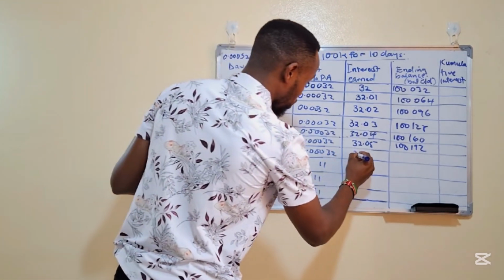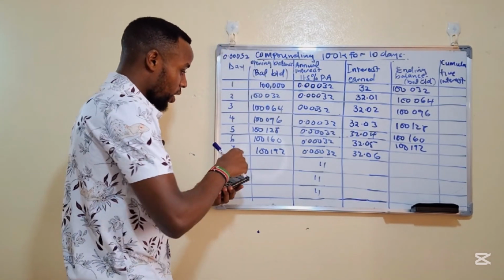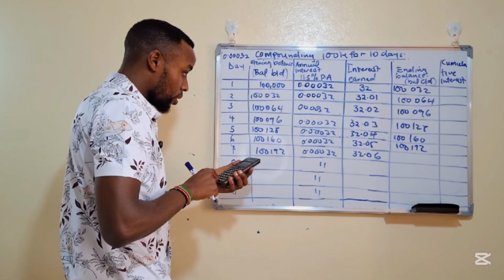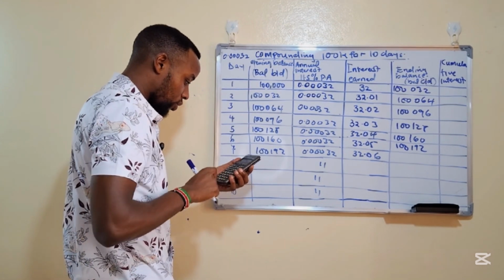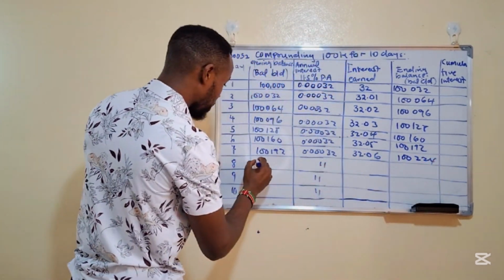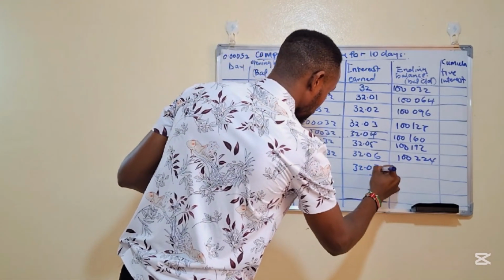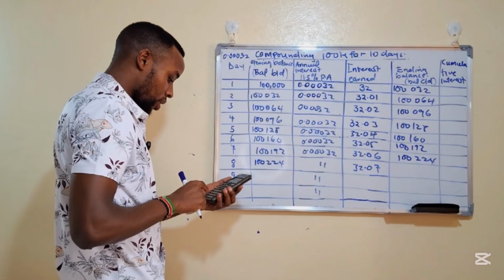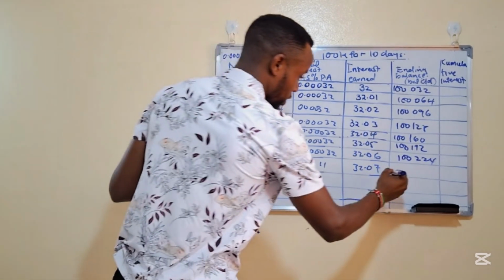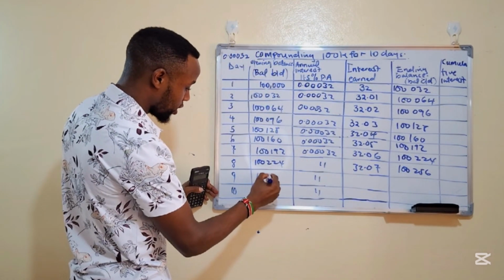If you multiply this one, you're going to get 32.06. Then if you add 100,192 plus 32.06, you get 100,224. So you open here with 100,224. If you multiply this one, you're going to get 32.07. Then if you add 32.07, you get 100,256. Then you open the balance here, 100,256.